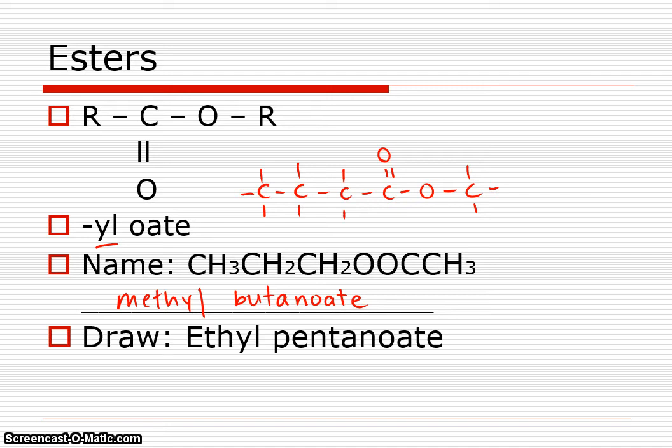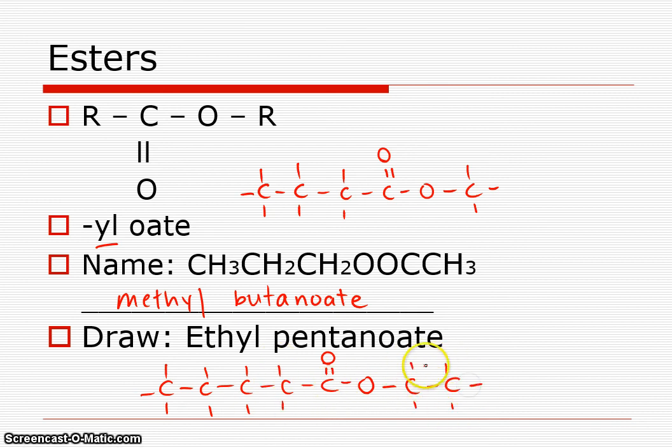And then, if I need to draw this, so I have ethyl pentanoate. I'm going to go ahead and work this backwards and do the pentanoate first. So pent is 5, 1, 2, 3, 4, 5. And I know on my last one here, I have this double bond O and then O. And then it says ethyl. And ethyl means that I have 2. So 1, 2. I go back in and fill in all of my hydrogens. This carbon is good. And there I have ethyl pentanoate.